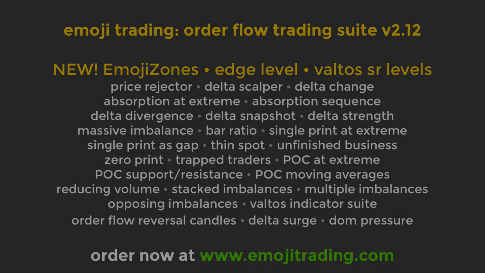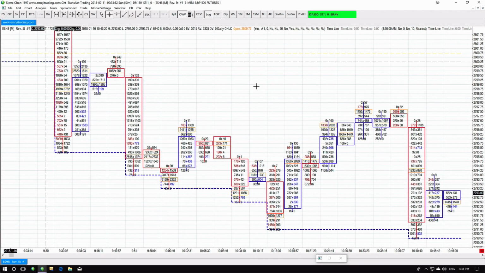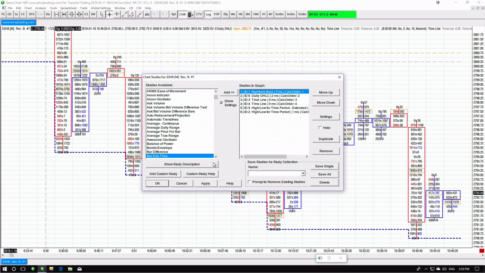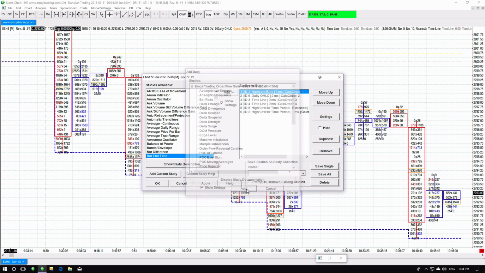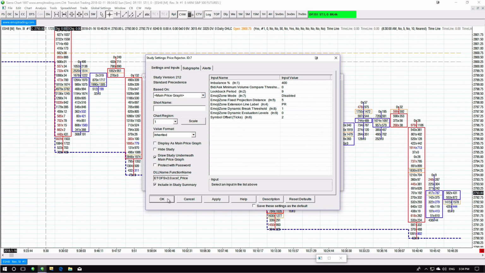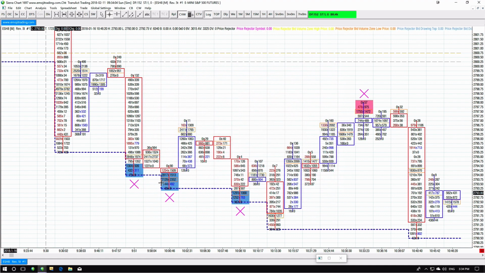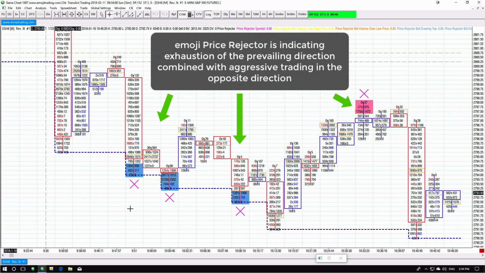you're trading. Before our release of EmojiZones, we've provided various indicators that have identified key price levels that are based upon support and resistance, the underlying supply and demand within the market. For example, price rejector shows when buying or selling is reducing, in other words we're experiencing exhaustion, and this lack of buying or selling is combined with aggressive trading in the opposite direction.